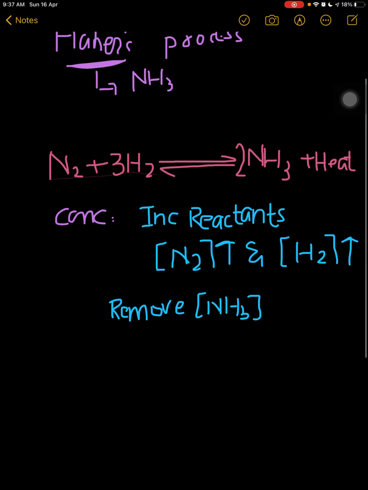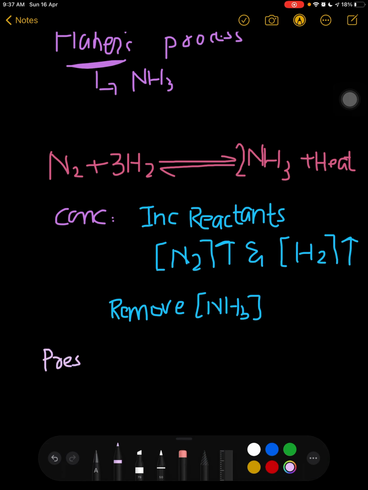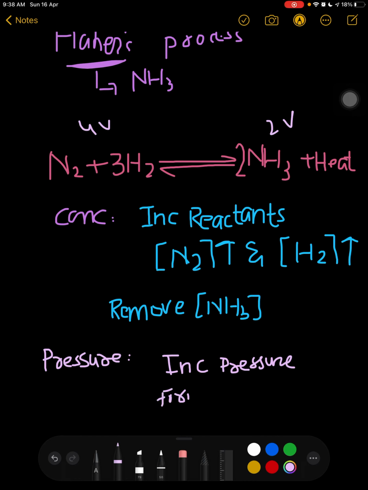Next we'll look into the pressure, right? If we talk about pressure, here we have 4 volumes and here we have 2 volumes. So if we increase the pressure, basically the reaction will turn towards the forward. So we will obviously increase the pressure, so the reaction can proceed in the forward direction.